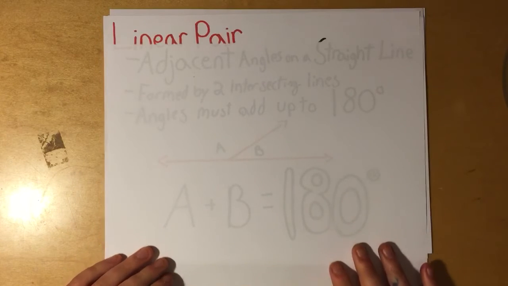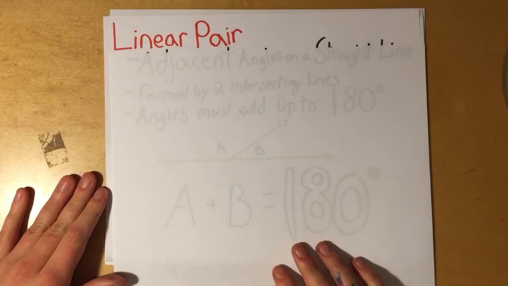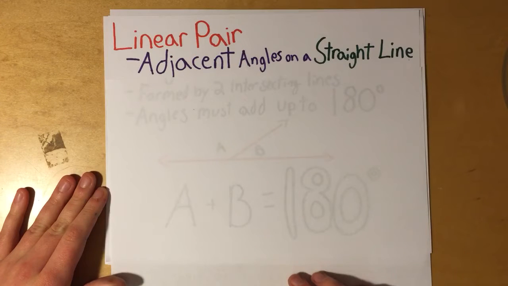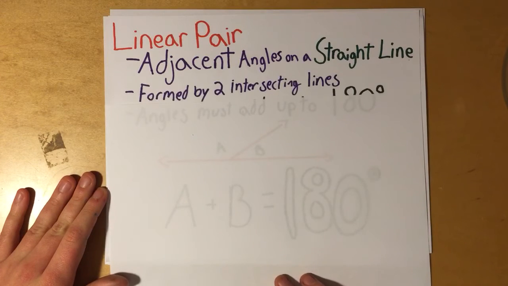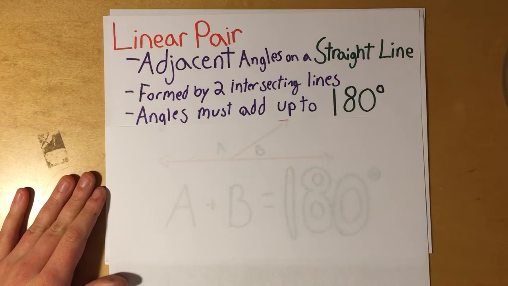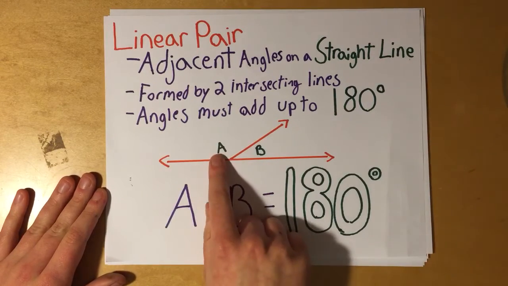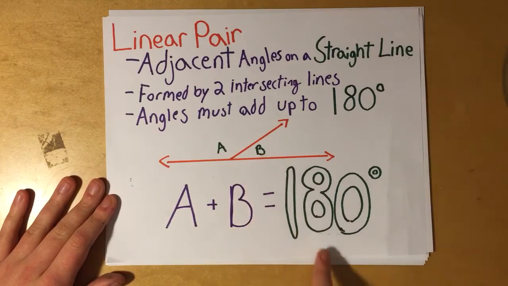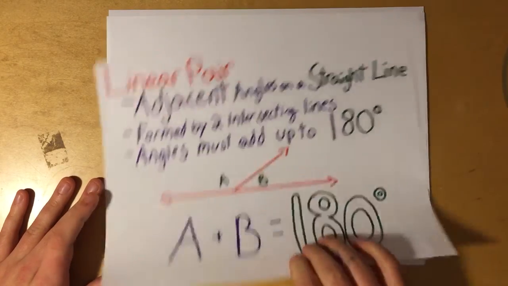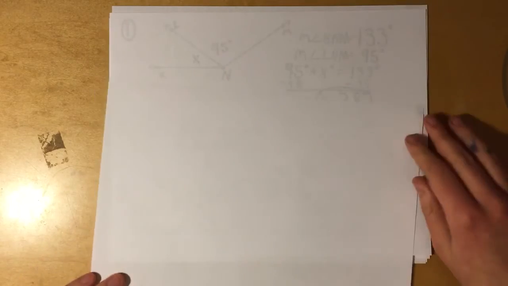Another important thing to know is linear pairs. A linear pair is an adjacent angle on a straight line. They're formed by two intersecting lines, and the angles must add up to 180. So in this example, angle A plus angle B equals 180. Now we're going to do some practice ones.